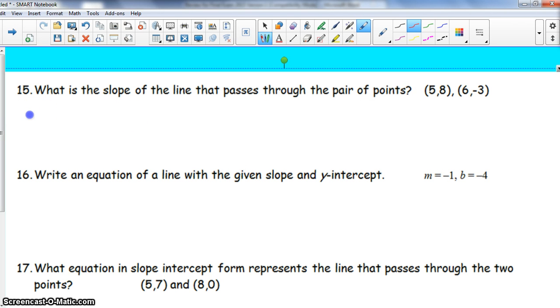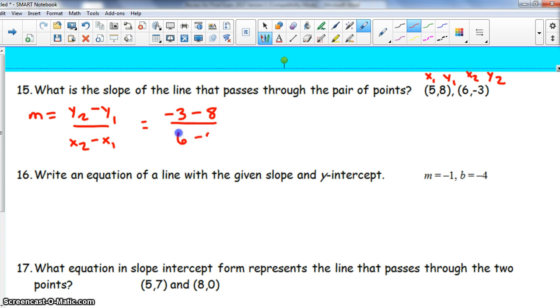What is the slope for number 15? You use your slope formula. Label your points, x sub 1, y sub 1, x sub 2, y sub 2. And then we just subtract our 2. Negative 3 minus 8 over 6 minus 5. That gives us negative 11 in the numerator and 1 in the denominator. When we simplify that fraction, we end up with negative 11.